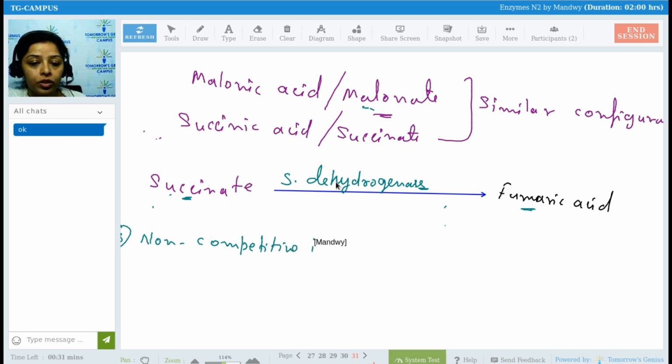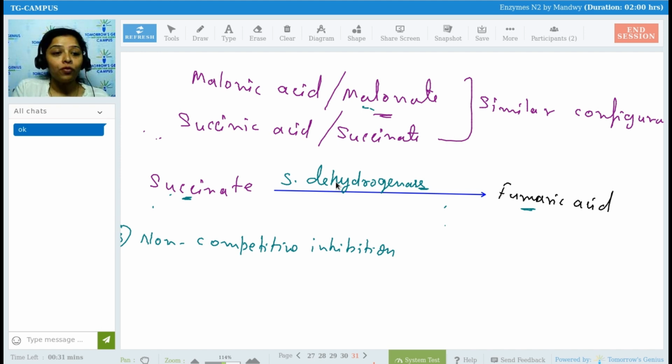Non-competitive inhibition. Here competition is not taking place, right? The different types of substrate, or similar types of substrate, are not competing with each other for the active site. But what will happen? They are not competing, but a similar type of chemical or another chemical will come and bind to the other site. Other site means the site other than the active site.